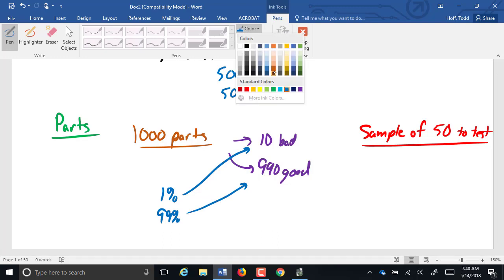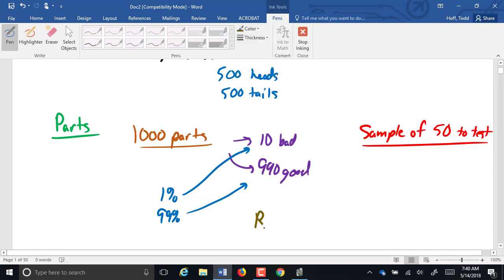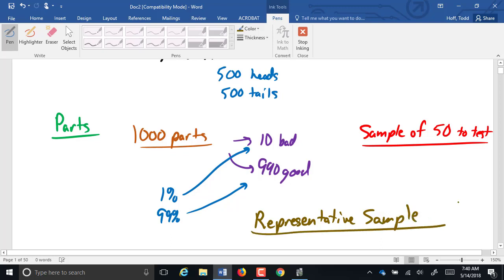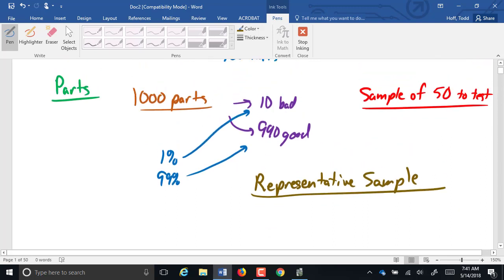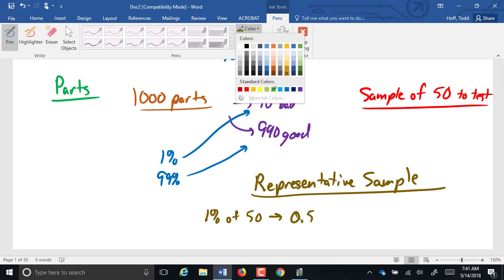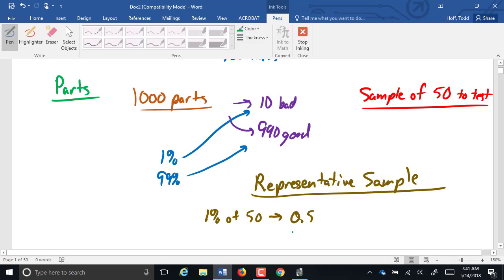A representative sample. Remember, we used that word before. What does that mean? A representative sample means the sample statistics are about the same as the population parameters, where all proportions or percents are the same. If 1% of the population is bad, we'd expect 1% of the sample to be bad. 1% of 50 is 0.5, or 1/2 of a part. So we would expect in a representative sample to have 0 or 1 bad parts. Does that make sense?